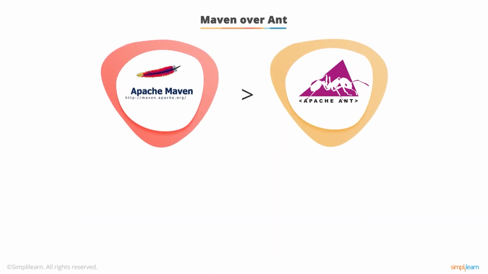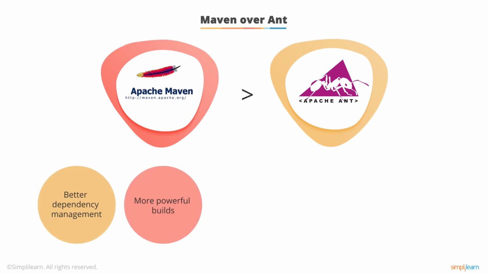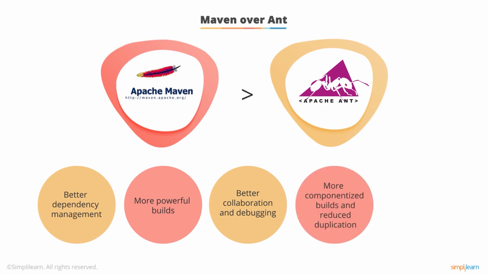Comparing Maven over Ant. Well, Maven has better dependency management. It provides more powerful builds. There's better collaboration, and the debugging capabilities are a bit better than Ant. There's more componentization in the builds, and there's reduced duplication. And finally, the POM provides a more consistent project structure.